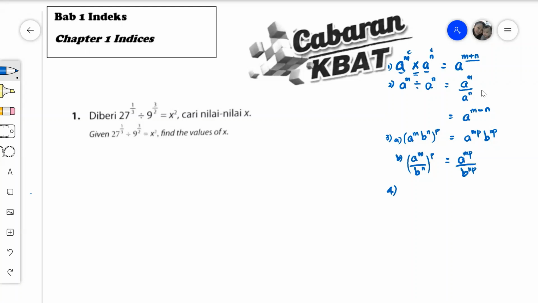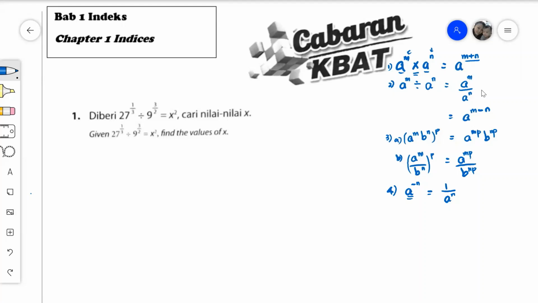And the most important part, a to the power of negative n, the negative index, we can write it in a positive index by changing the position of the base from the numerator to the denominator or vice versa. Okay, so with these laws of indices in mind, then we can solve our question.